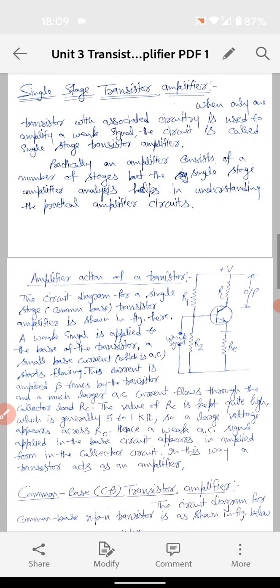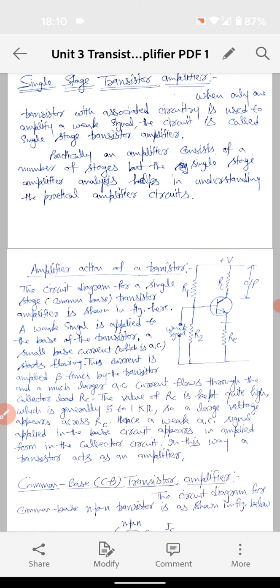But before that we just want to have an idea how a single stage transistor as an amplifier will work. When only one transistor with associated circuitry is used to amplify a weak signal, the circuit is called a single stage transistor amplifier. When we use a single transistor in that circuit to amplify the signal, it is known as a single stage amplifier.